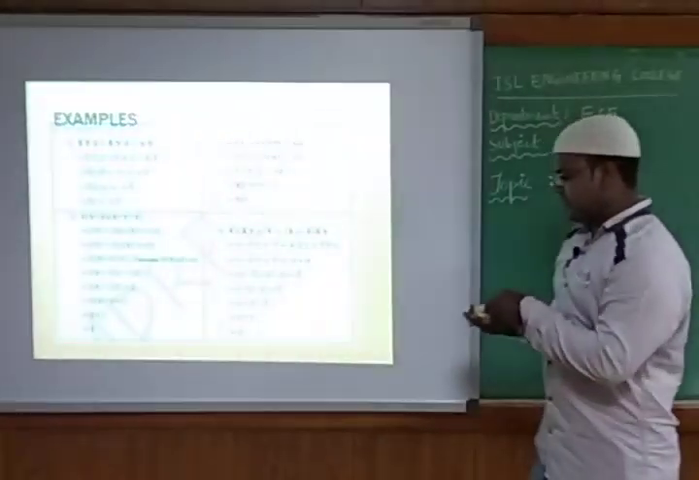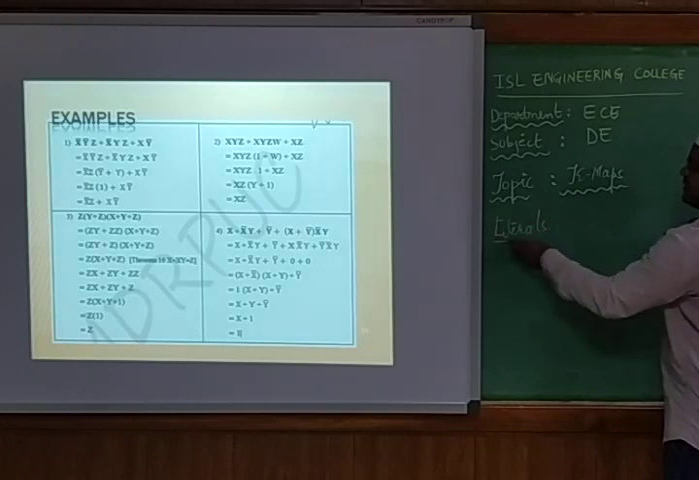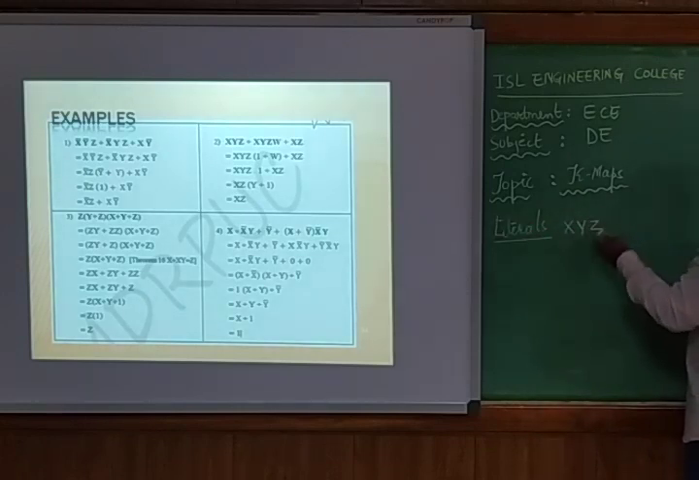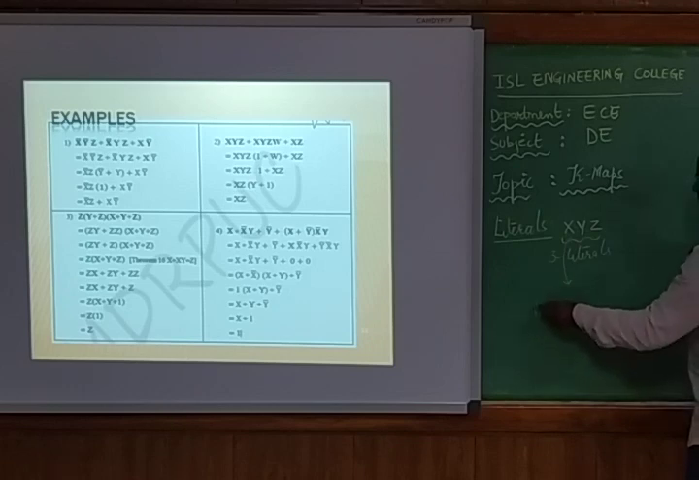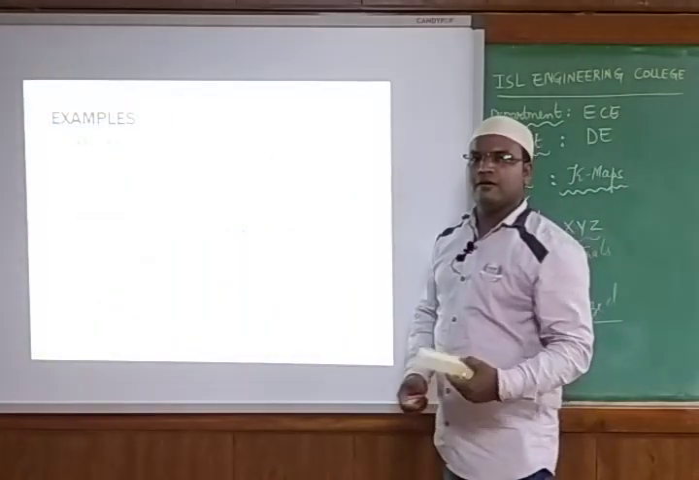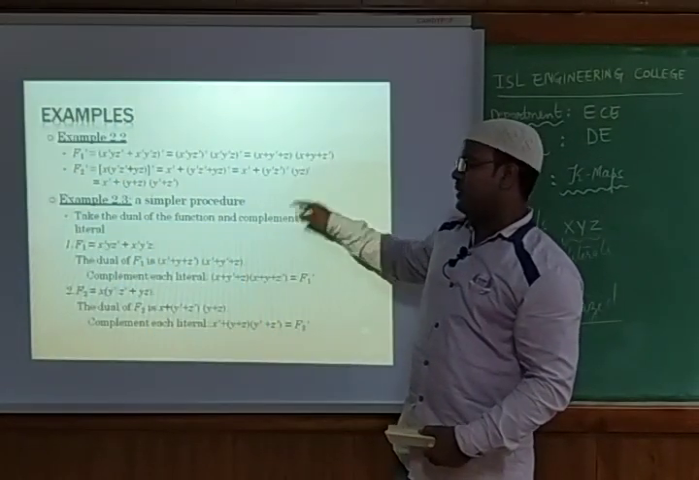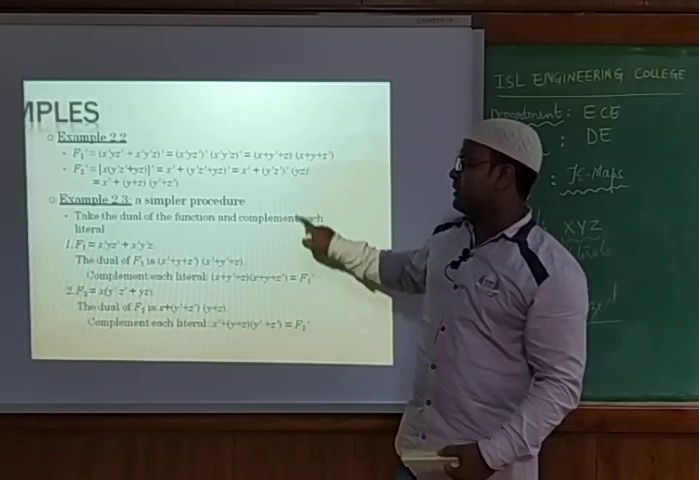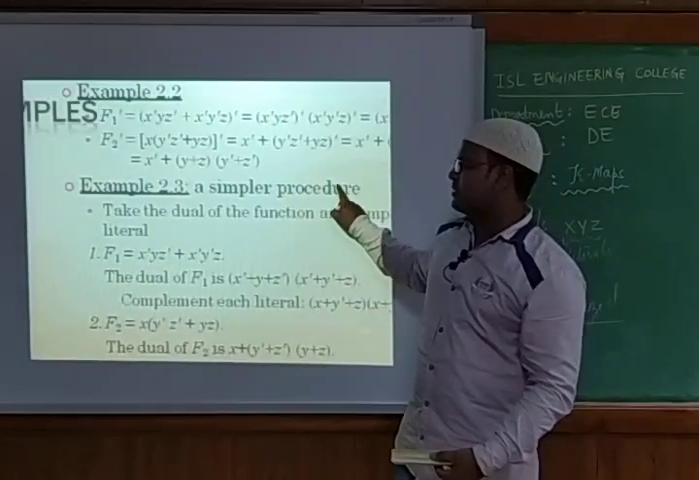So what is the meaning of literals? Literals means, if you have x, y, z, how many literals are there? There are 3 literals in it, and you try to minimize these literals. In order to minimize the number of literals, we are using the Boolean laws or De Morgan's laws. These kinds of problems and examples, we have seen everything in the previous class, including how we convert min term into max term and max term into min term.